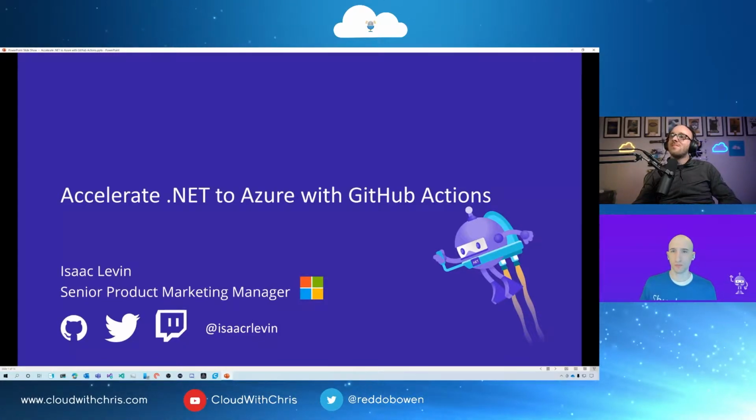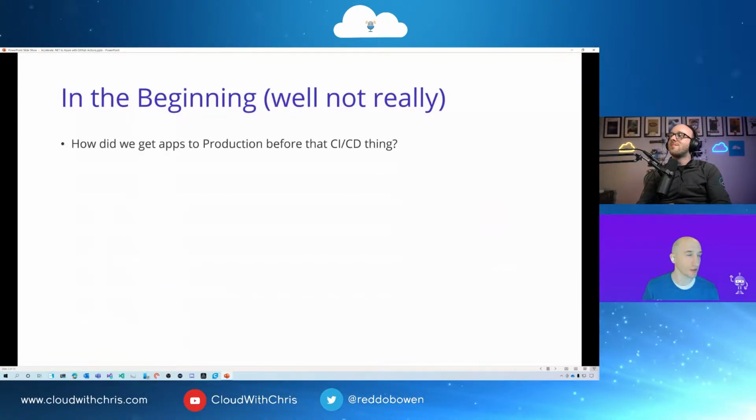Sweet. So kicking off in the beginning, well, not really. So, how did we get apps to production before this whole continuous integration, continuous delivery deployment thing, right? So when I first started, I've only been in tech professionally for about 12 years. And there were tools there, but I always remember people telling me about being able to copy paste, right?